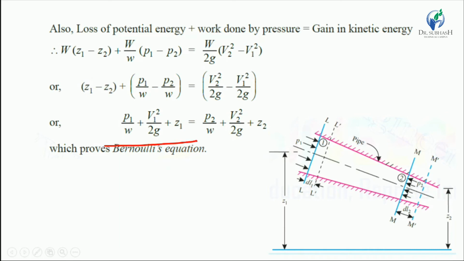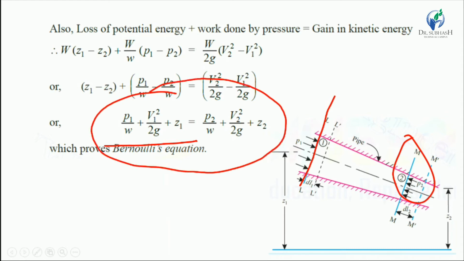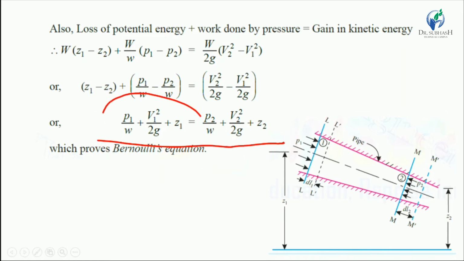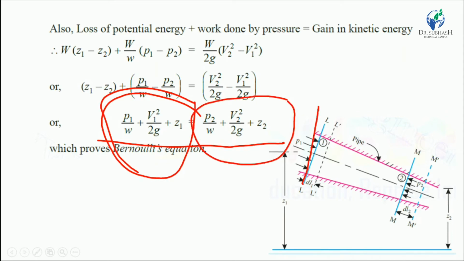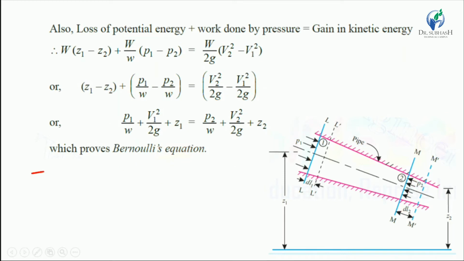So section 1 side elements are moved to the left side, and second section side elements we take to the right side. Right? So we can get this equation, and this fulfills the statement of Bernoulli, and we get the Bernoulli equation. This says that the energy at section 1, LL, is equal to the energy at section MM. So hence we prove the Bernoulli equation. Okay.